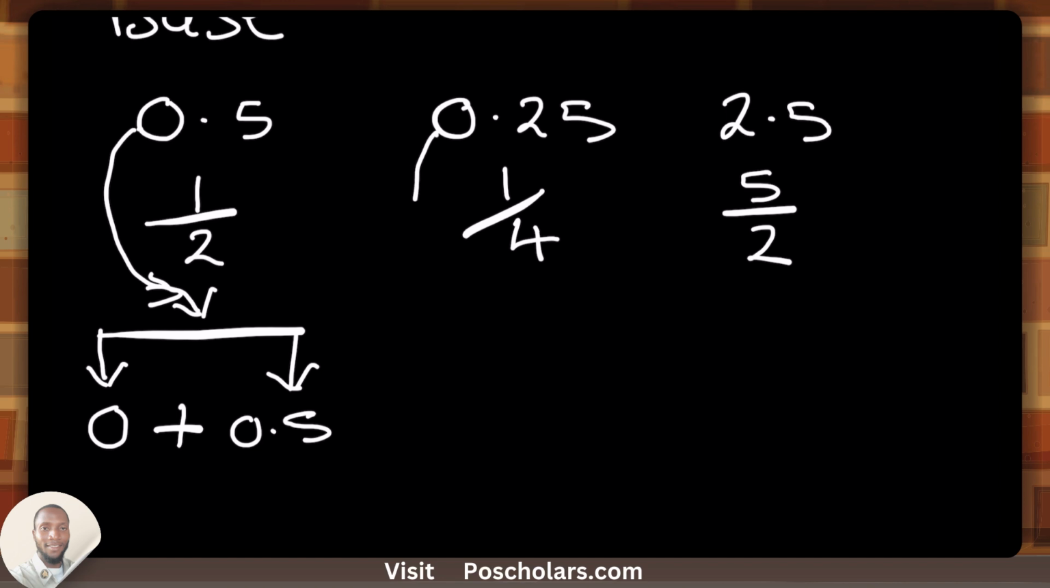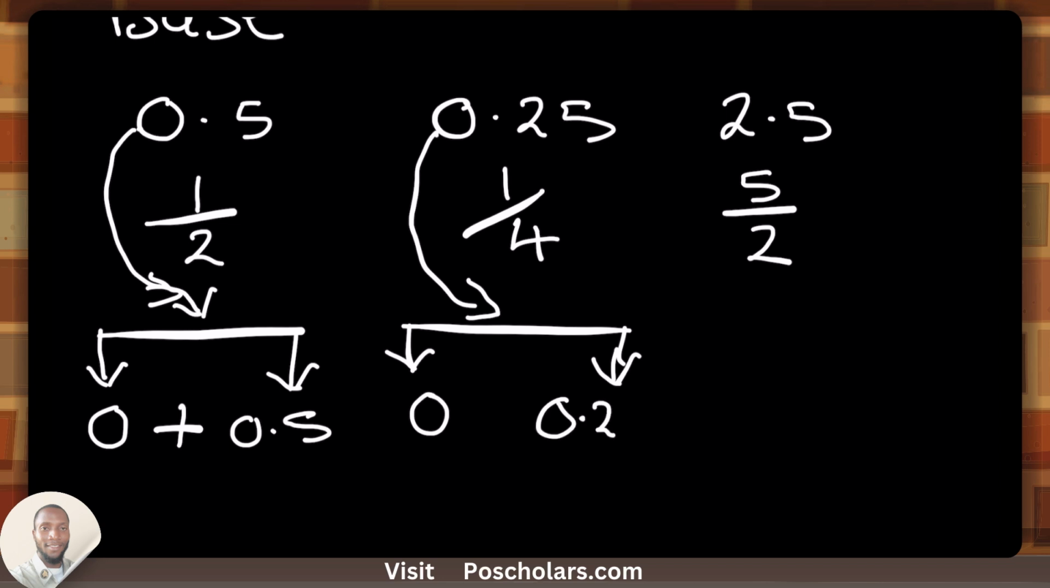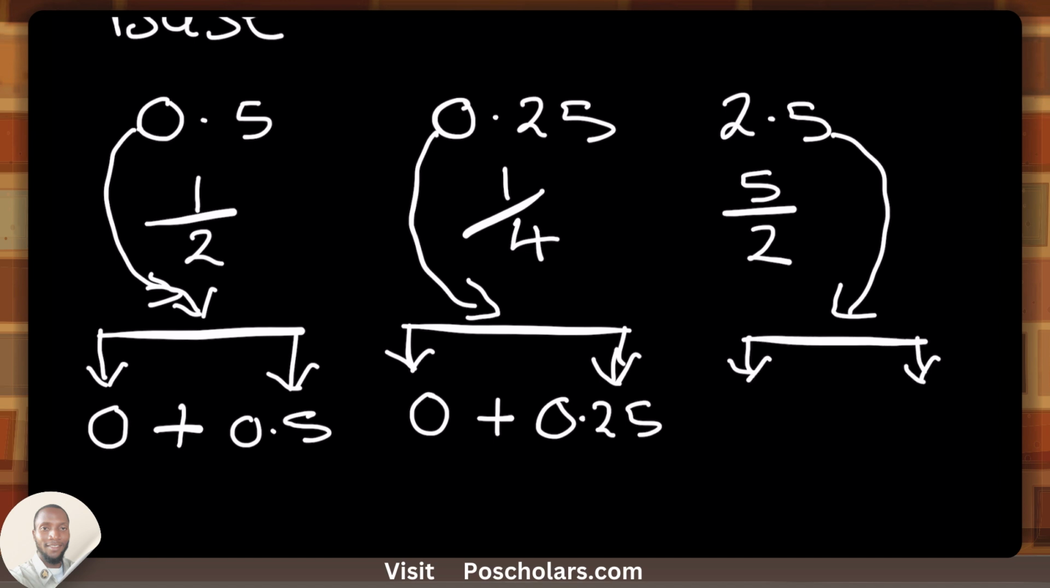Similarly, 0.25 also has 2 parts. What's the first part? The first part is 0, and the second part, which is the decimal part, is 0.25. When you add it, you still have your 0.25. And 2.5 has 2 parts, right? The whole number part and the decimal part. The whole number part is 2, and the decimal part is 0.5. When you add it, you have 2.5, right? So let's solve the question.